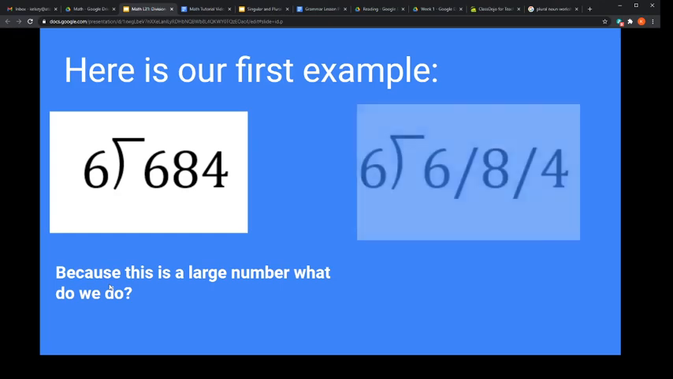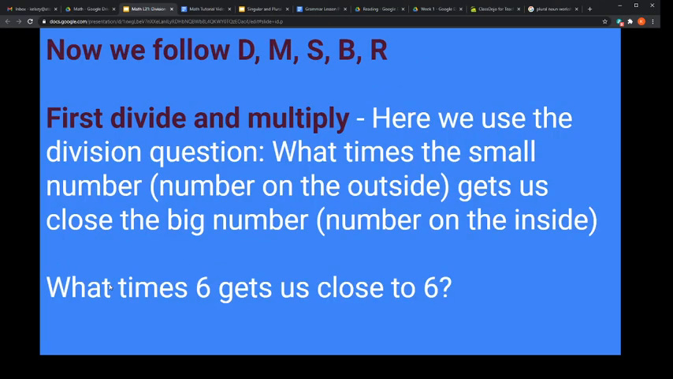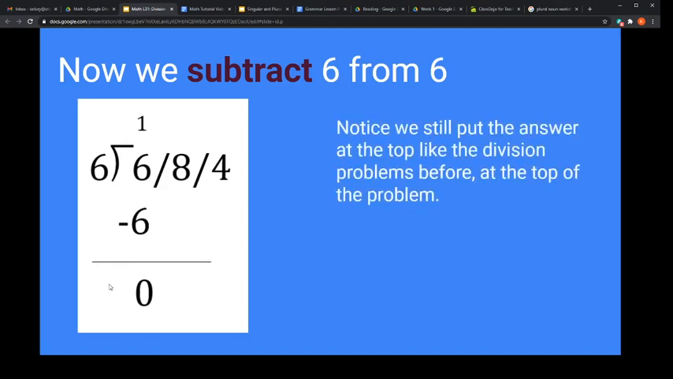Because it's a large number, we know that we break it apart into smaller numbers to make it easier to look at. First, we divide and multiply. Here we use a division question. What times the small number, or the number on the outside, gets us close to the big number, or the number on the inside? What times 6 gets us close to 6? And we know that that's 6 times 1. So we put a 1 on the top and we subtract. 6 minus 6 equals 0. Notice we still put the answer on the top like the division problems before.